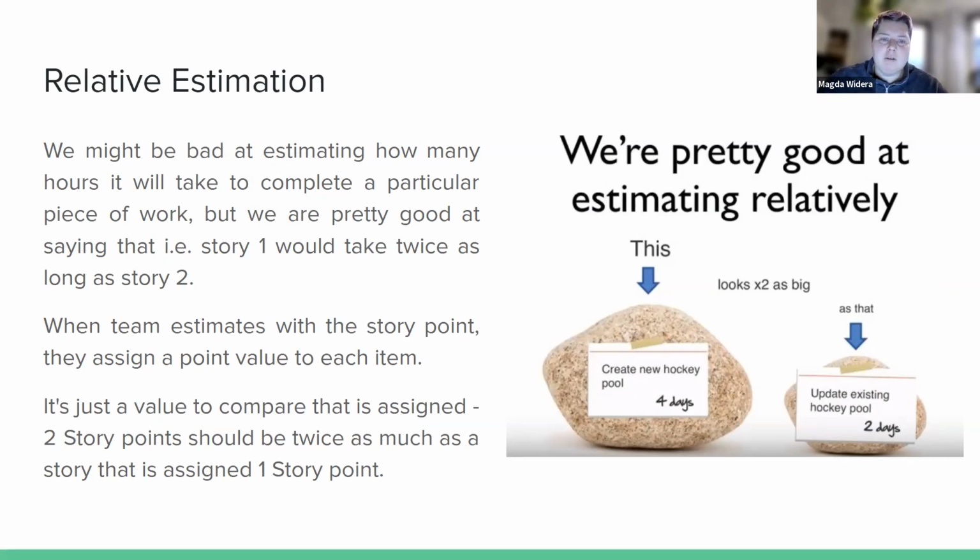Another very important thing to remember is that we will not be estimating in hours. So although here the example says how many hours, it's more about how much time. And I know that it sounds the same, but it's not the same. You might spend twice as much time, but it doesn't mean it's necessarily going to be 2 hours. It might be 4 hours. And when the team estimates with story points, they assign a point value to each item. So like I said, 2 story points should be twice as much work as a 1 story point item.